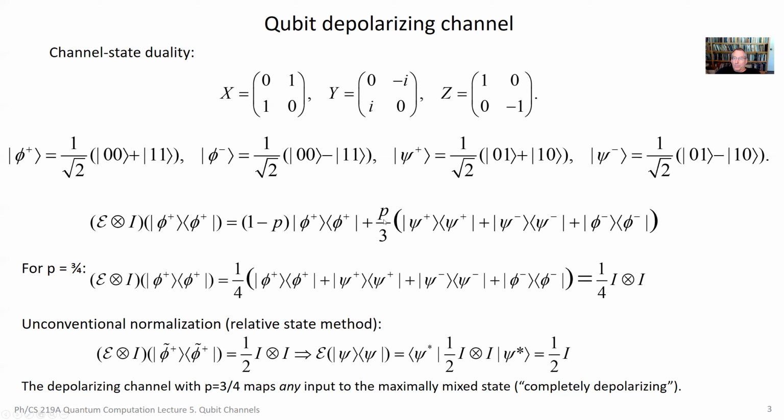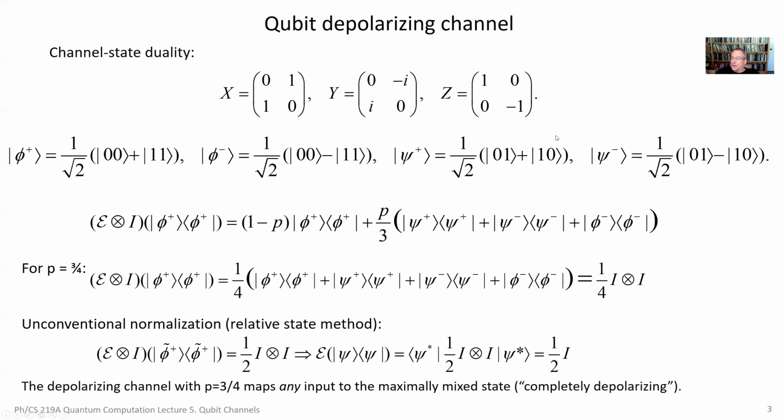But then with probability P over 3, each of three possible things can happen: an X error, a Y error, or a Z error. So what happens if I apply X to one of the qubits and not to the other? Well, then 0, 1 plus 1, 0 is going to become 1, 0 plus 0, 1. That's another one of our basis states, what I called psi plus. So when I have X acting on the left and on the right, this ket phi plus, bra phi plus becomes ket psi plus, bra psi plus.